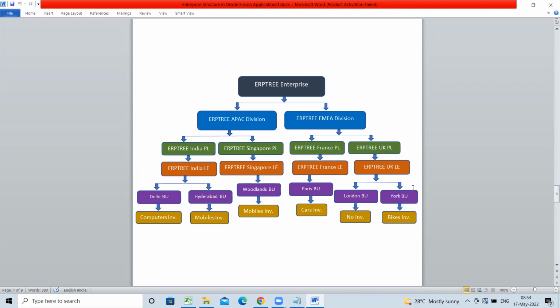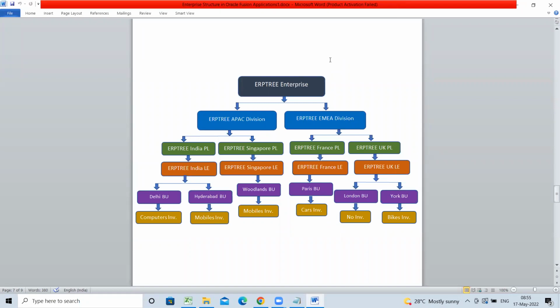And New York, they have a business, say bike sales, etc. Accordingly, there is one separate inventory. This is how we have to establish the enterprise structure in the system environment. You don't need to go and draw like this; it is for our understanding and to present to the client when you do the implementation.